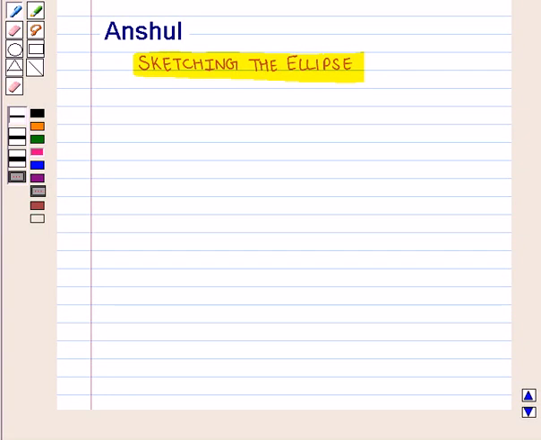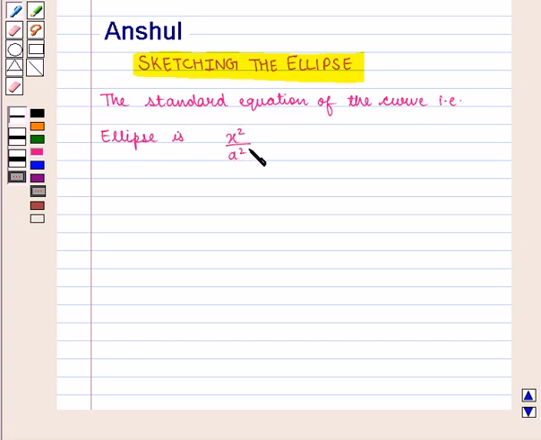In this session, we are going to discuss how to sketch the ellipse. The standard equation of the curve that is ellipse is given by x square by a square plus y square by b square is equal to 1.